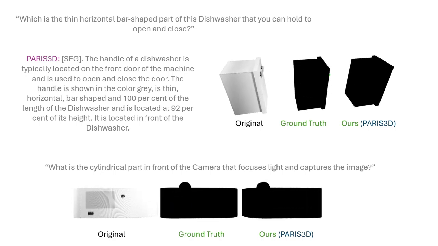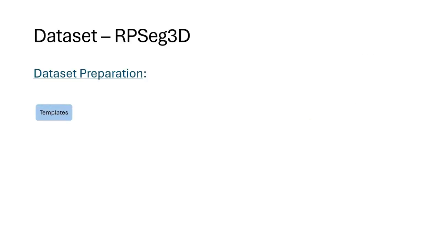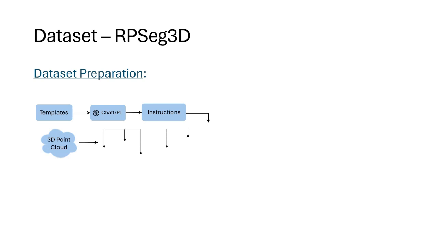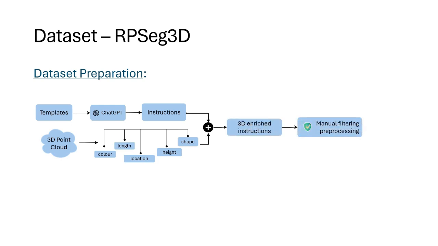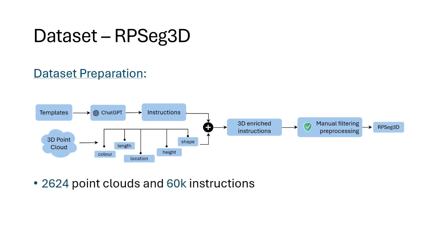To validate the effectiveness of PARIS3D and support future research, we establish an evaluation benchmark and a dataset named RPSeg3D for reasoning 3D part segmentation. Our RPSeg3D dataset comprises 2,624 3D objects and over 60K instructions, providing persuasive evaluation metrics for the task.